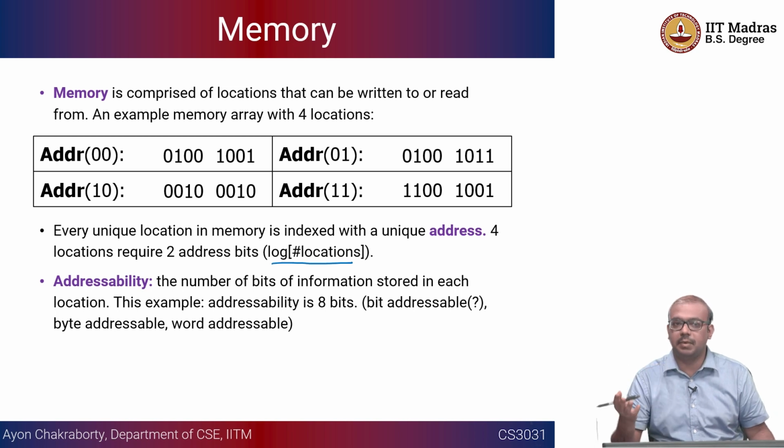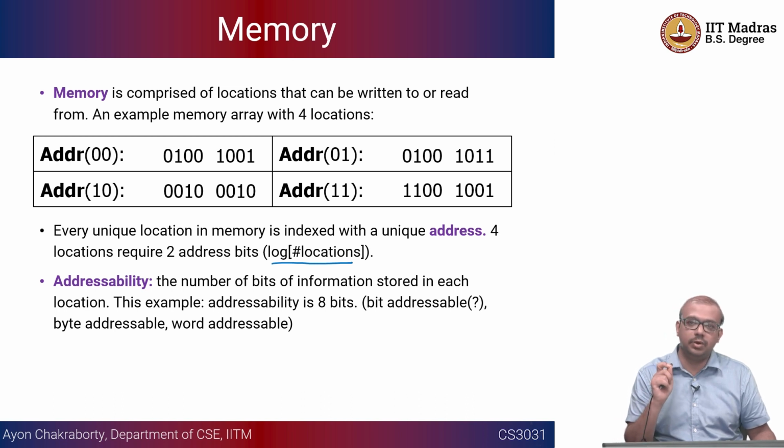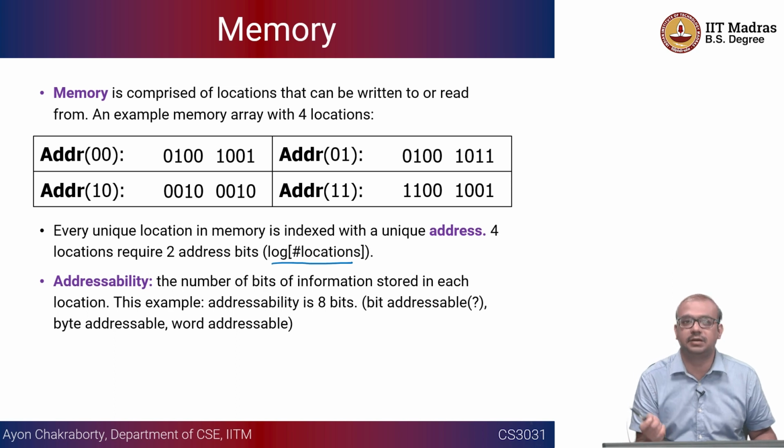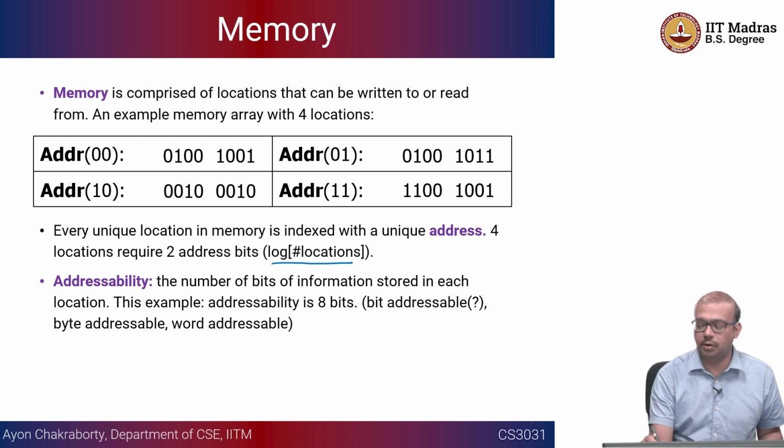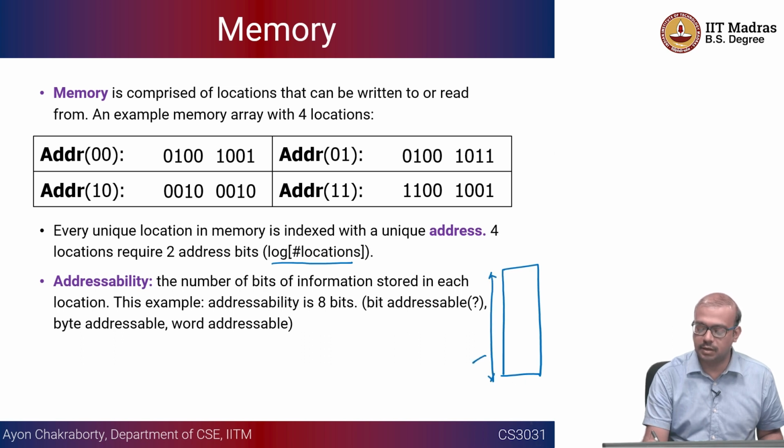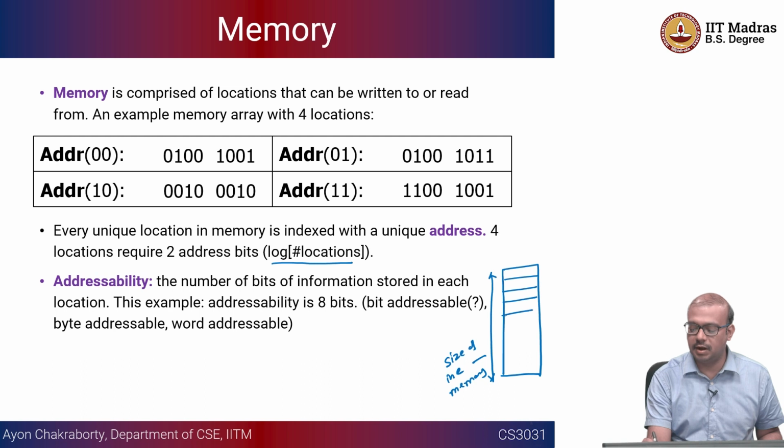There could be 1 million bytes, but if you go to a particular memory location, you will have only 1 byte. You cannot refer to individual bits within that byte. Okay. So if I draw a picture, I think it might become a little bit more clear. This is called the size of the memory.